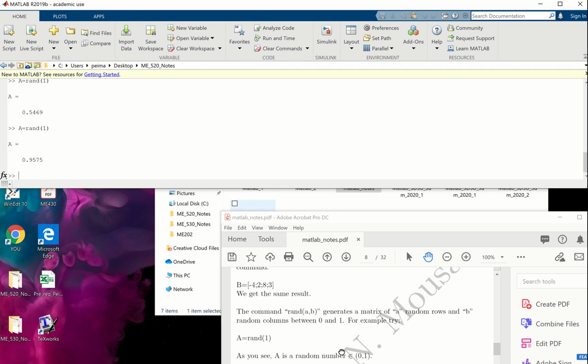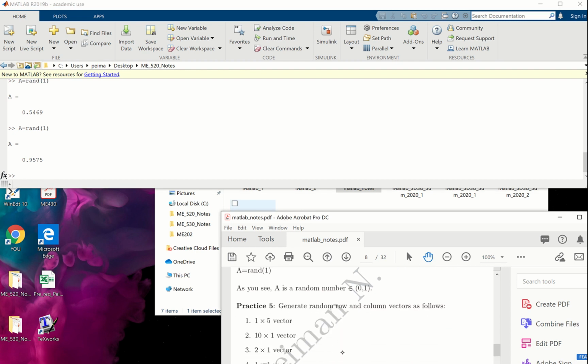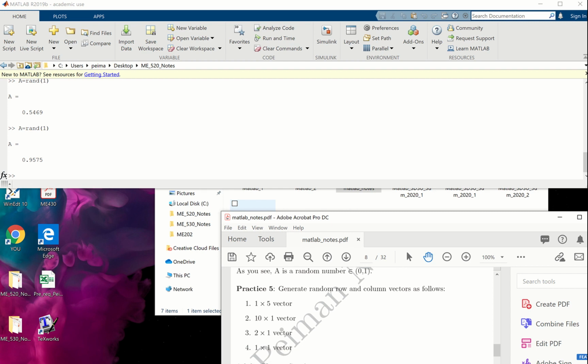Now let us generate this together. Practice 5. Generate random row and column vectors as follows. So a random number that has 1 row and 5 columns. It's going to be a = rand(1,5). Here we go. See, they are completely random numbers, with 5 columns and 1 row.